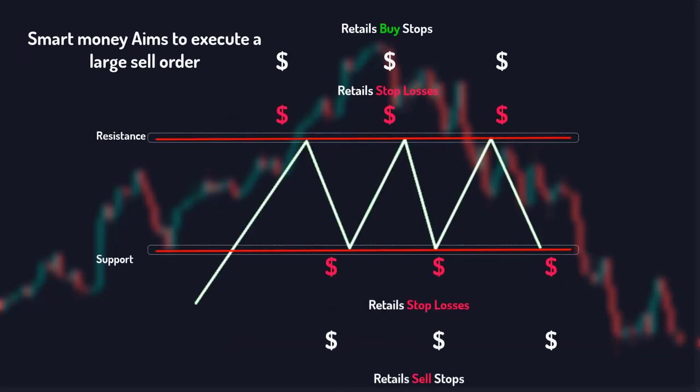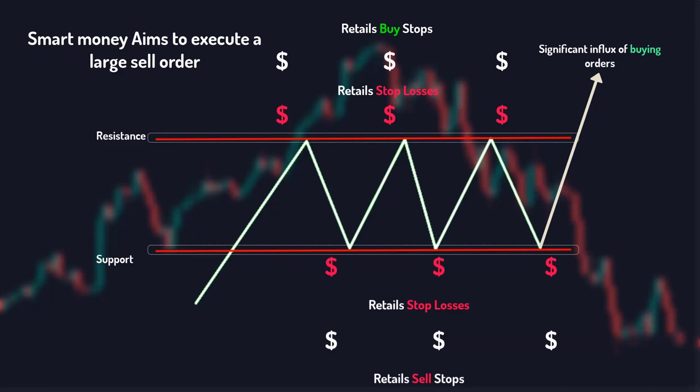Let's consider that smart money aims to execute a large sell order. As the price attempts to move upward towards the buy-side liquidity, it breaks through the resistance level, triggering the stop losses of retail traders who had opened short positions when the price reached the resistance. Simultaneously, it activates the buy stops of traders who execute buy orders as the price fails to respect the resistance level.